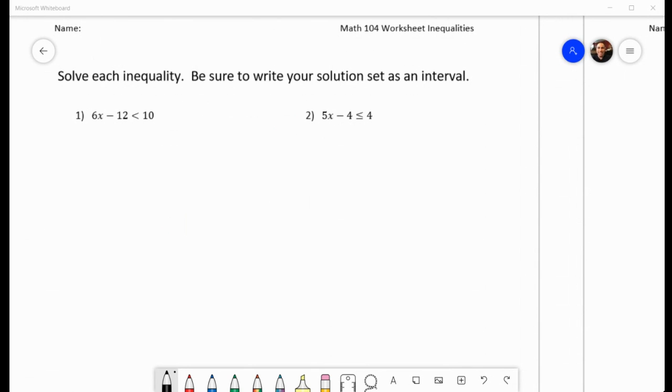There we go. Okay. All right, so for the first one, we have 6 times x minus 12 less than 10. And again, what we want to do, let me just rewrite that. 6 times x minus 12, less than 10. So again, what we want to do now is solve this. So we want to get x all alone on one side. That's how you solve inequalities.